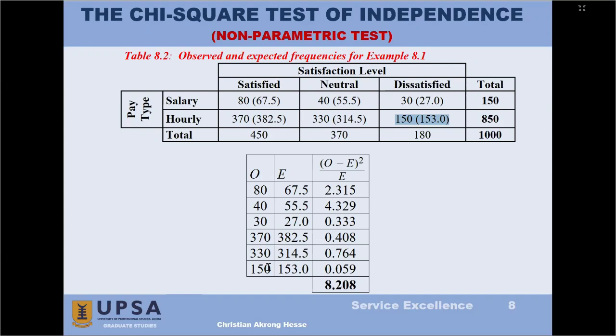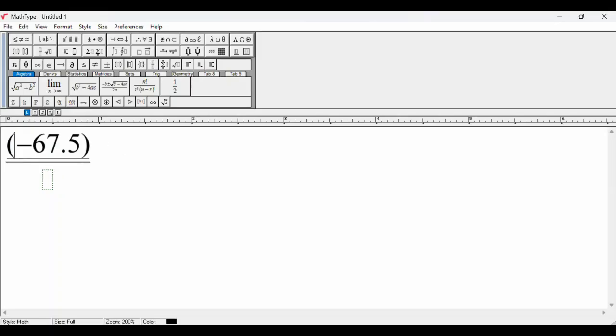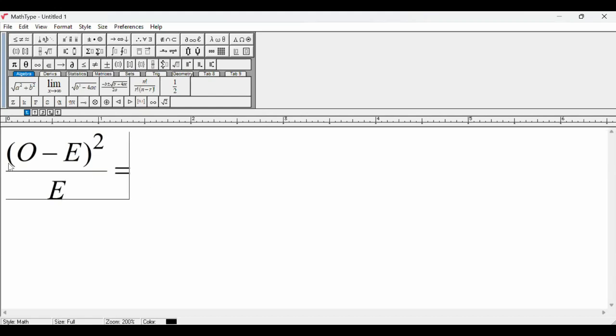Do you have your calculator with you? The formula is observed minus the expected, squared, divided by the expected. That's the formula. That's what we are doing. So do this calculation for me. But first, what exactly are we looking for?